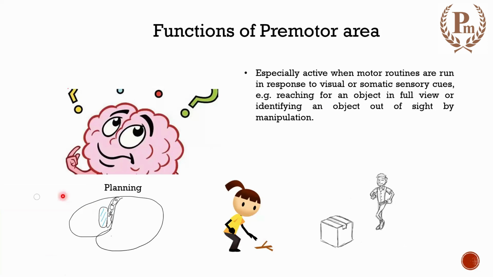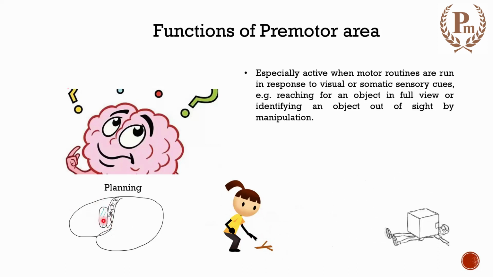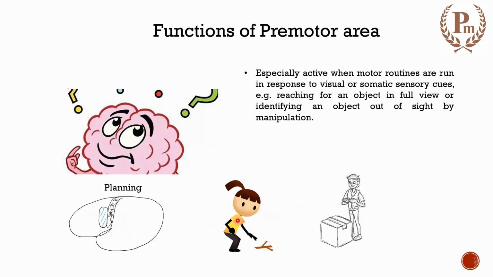So let me tell you the story of this picture. What is happening? This girl gets a visual clue that here is where the object is, and she plans to lift that object. So with her visual clue, she is sending the information to the premotor area. Premotor area does the planning, okay? And it sends the commands, or you can say the blueprint, to the primary motor area. And the primary motor area, via the descending tract, sends the information to the effectors, that is the muscles.